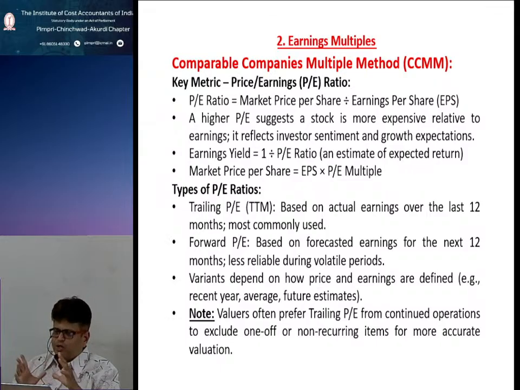A note, valuers often prefer trailing PE, from continued operations, to exclude one-off or non-recurring items for more accurate valuation. So that's the well accepted PE ratio, the trailing PE ratio of the past 12 months, followed by the valuers, especially from continued operations, thereby excluding one-off or non-recurring items for more accurate valuation.